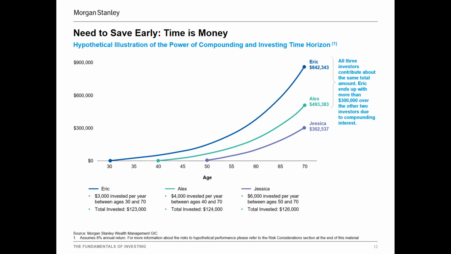And she invests $6,000 per year between the ages of 50 and 70 for a total of $126,000 invested. Assuming that she too earns 8% a year, she will have $302,537 at age 70, more than $500,000 less than Eric. So as this slide illustrates, time really can make a difference. And of course, a systematic plan of investing does not ensure that you will make a profit or even prevent a loss during a declining market. In fact, there's no guarantee that your account balance will increase over time.